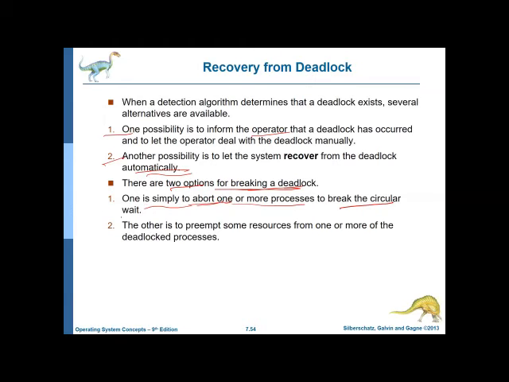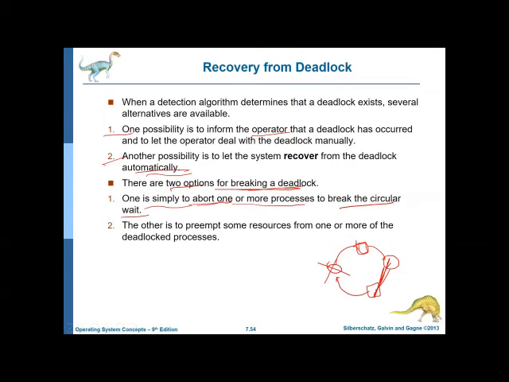This deadlock, we know, occurs when you have a circular wait condition. That is, one process is waiting for a resource held by another process, which is waiting for another resource held by yet another process. So you abort at least one of the processes, so that another process can get access to the resource which the first one is holding. So that is one option.